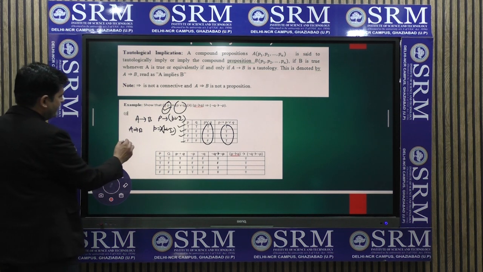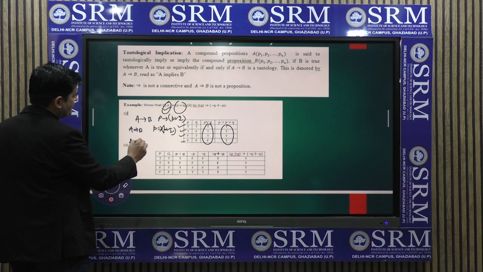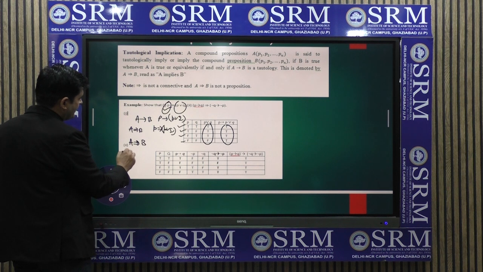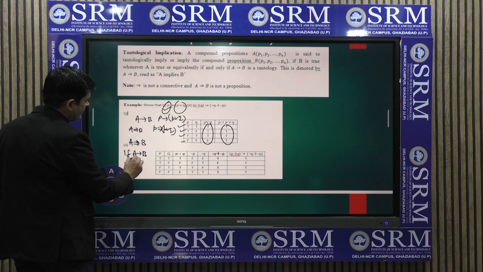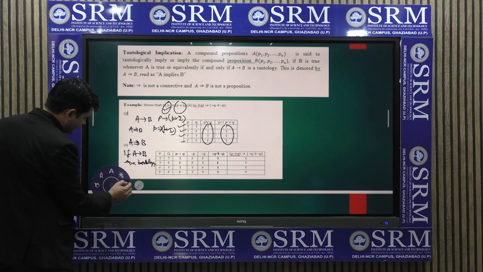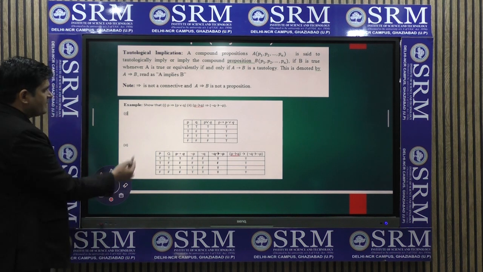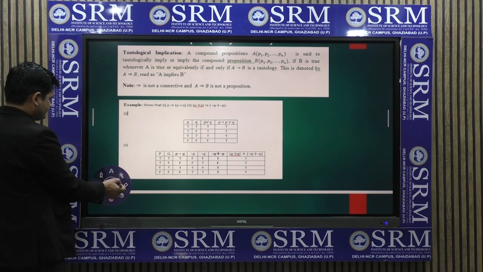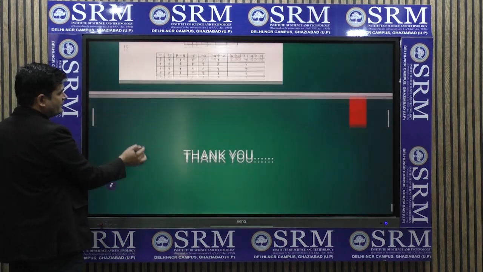That means A implies B if A conditional B is a tautology. Okay. So similarly you can do the next example. Moving on to the next slide.